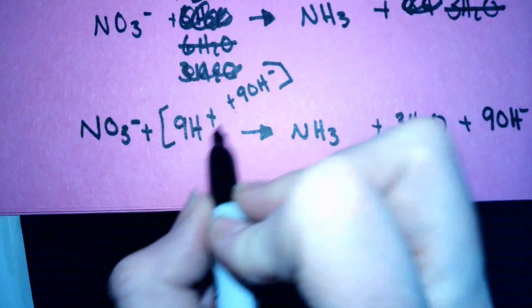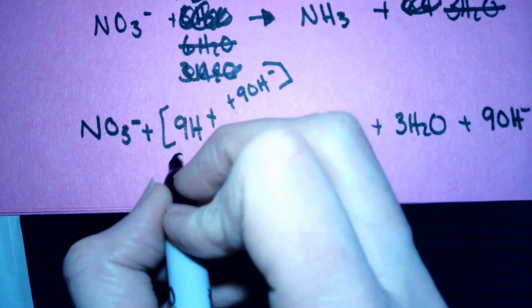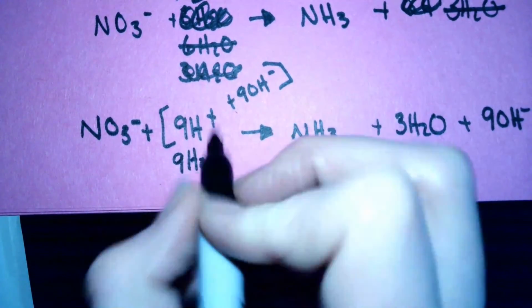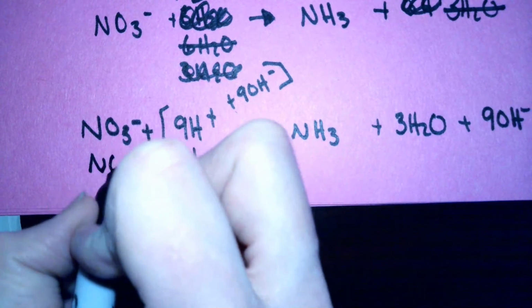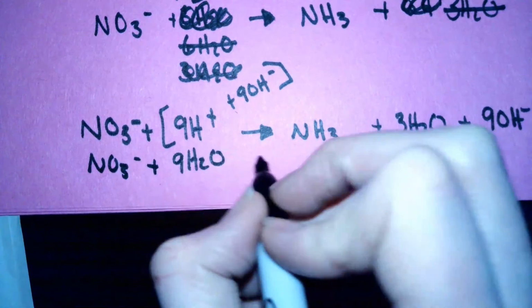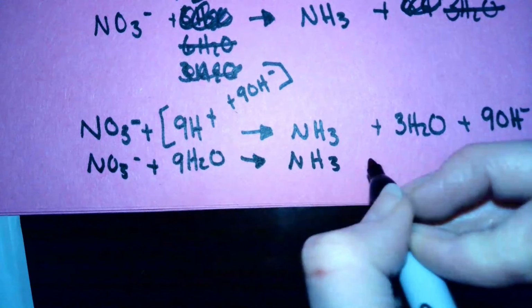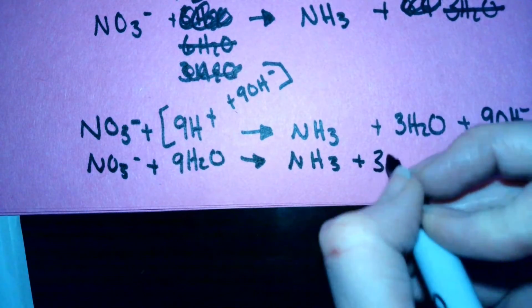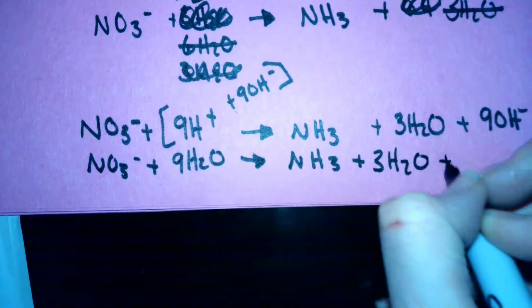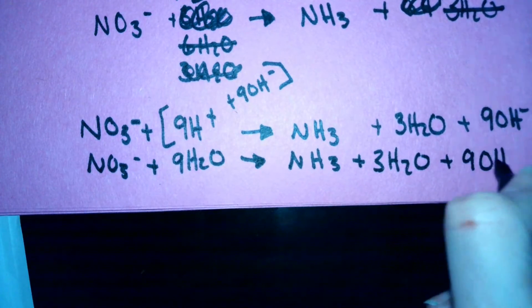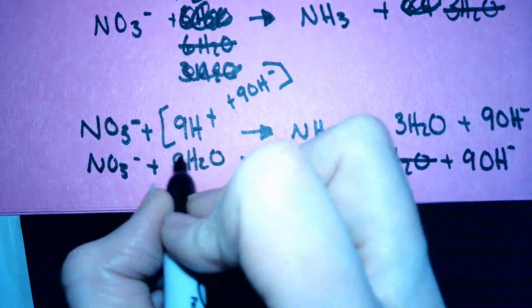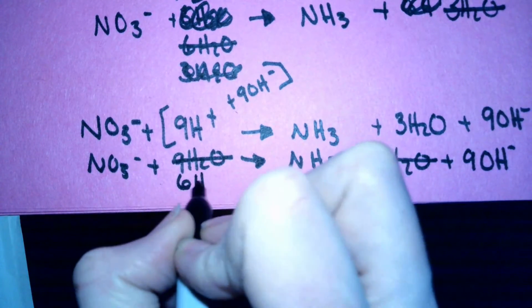Okay, so my 9 H+ and my 9 OH- turn to 9 H2O. And I still have my 9. I'm going to rewrite the whole thing because I got a little crazy on you guys there. I want you to see the full picture here. Now you can see that I have H2O on both sides, so I'm going to have to simplify that. So I've got 3 over here and 9 over here, so it'll be 6 H2O.